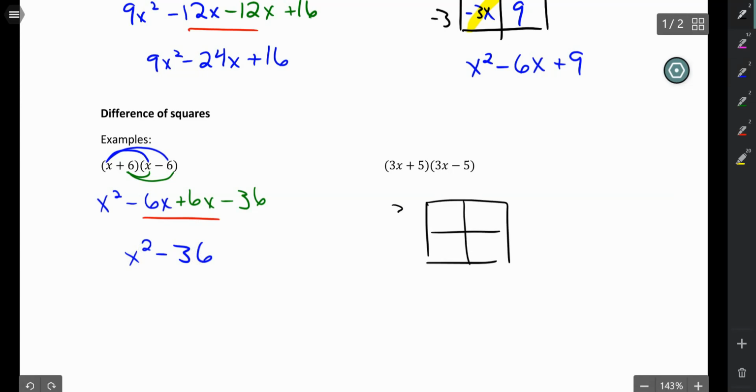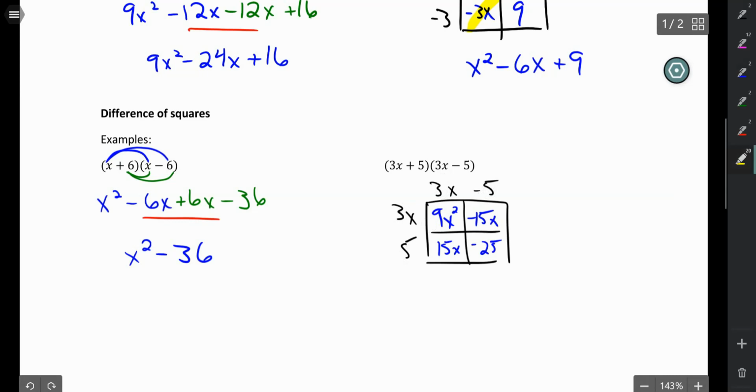Same kind of problem. Here's my 3x and 5, and my 3x and negative 5. And when I multiply those together, that 3x and 3x gives me 9x squared. That 3x and negative 5 gives me negative 15x. 5 and 3x gives me 15x. And 5 times negative 5 gives me negative 25.